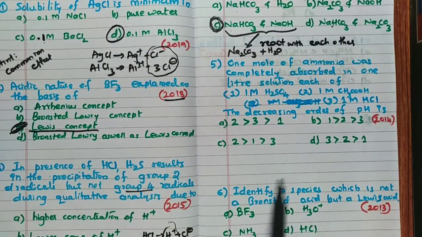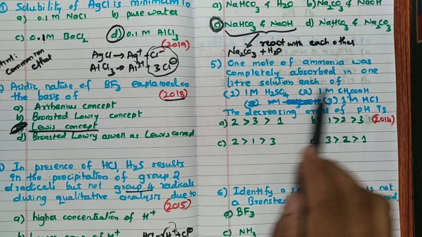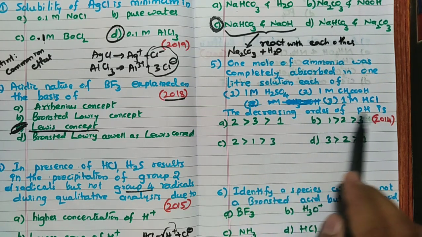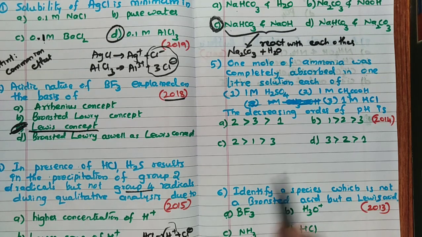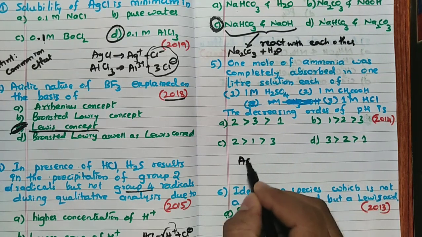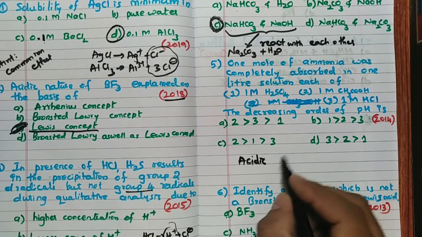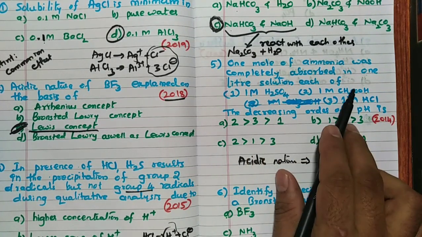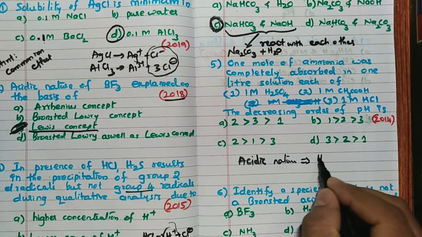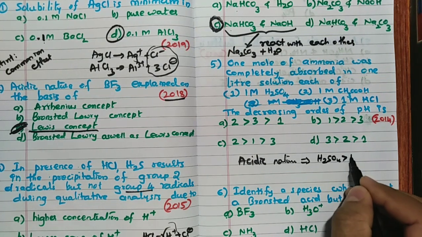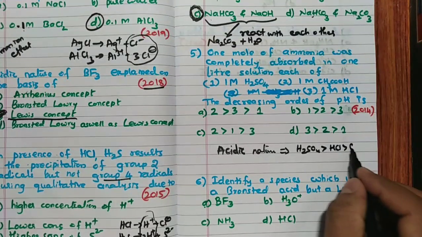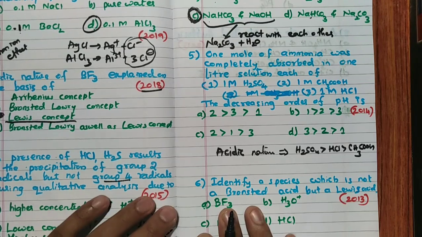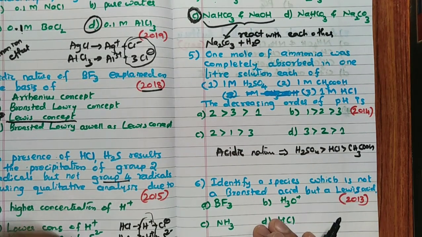Now, 1 mole of ammonia was completely absorbed in 1 liter solution each of 1 M H2SO4, 1 M CH3COOH, 1 M HCl: 1, 2, 3. The decreasing order of the pH is? See, first we will see the acidic nature order. Which is the strong acid among H2SO4, acetic acid and HCl? Definitely H2SO4 more than HCl, more than acetic acid, CH3COOH. So that is common, remember: H2SO4 is the strongest acid among all these.